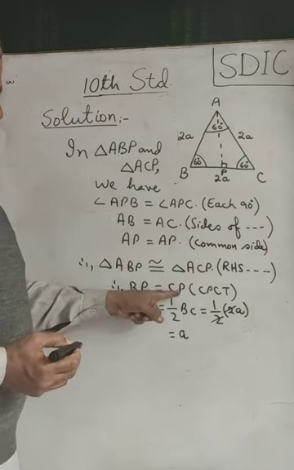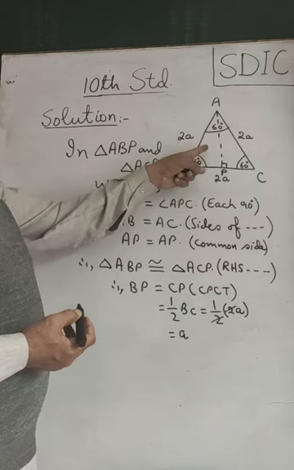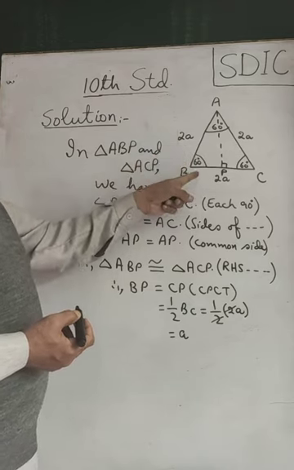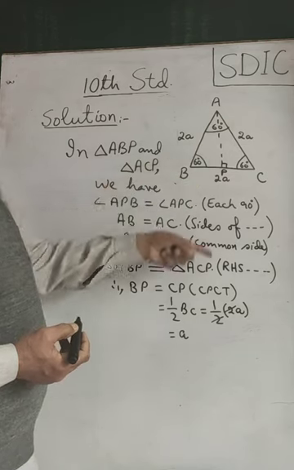Therefore, BP as well as CP will be equal to A. That BP will be the second side of this right triangle. AB already we have 2A. We got BP now also as A. Now remains the third side AP.